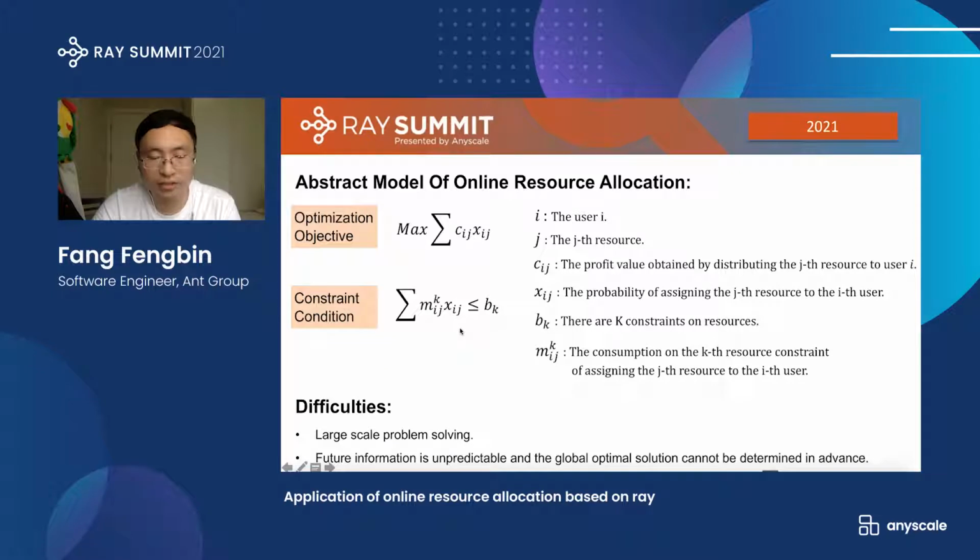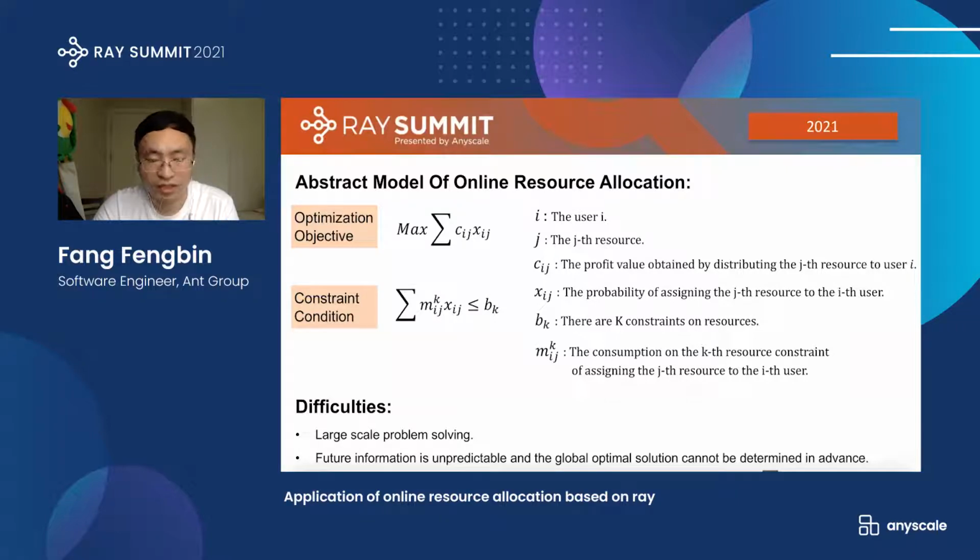There are two difficulties in solving this LP problem. The first difficulty is large-scale problem solving for industry application scenarios, such as recommendations, search, advertising. The variable scale of the problem is often 100 million users multiplied by 10,000 candidate set, and the resource constraint scale can exceed 10,000.